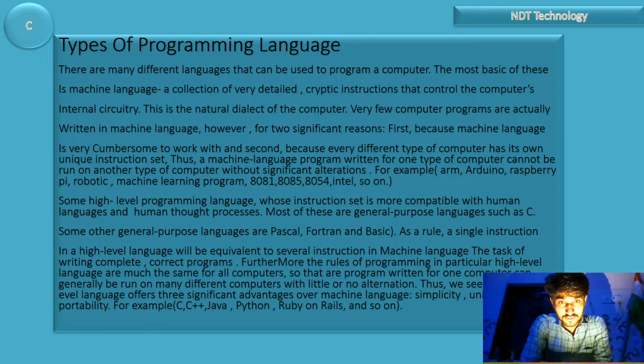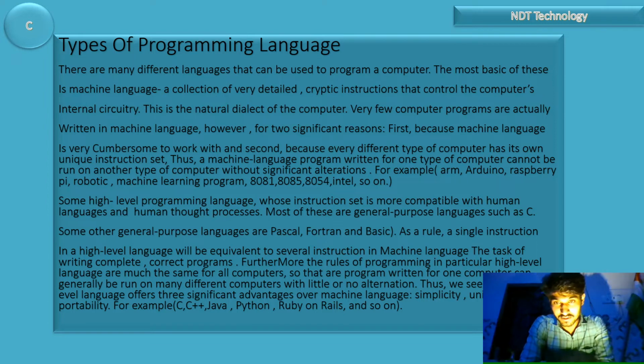Alright. So most of these are general purpose languages. This is called general purpose language, such as C. Some other general purpose languages are Pascal, Fortran, and Basic. They are so old nowadays that nobody knows about Pascal, Fortran, Basic, and nobody wants to use them for programming. But yes, they were also programming languages, very huge in the 90s and used in a very wide market. Operating systems were created with the use of these programming languages.